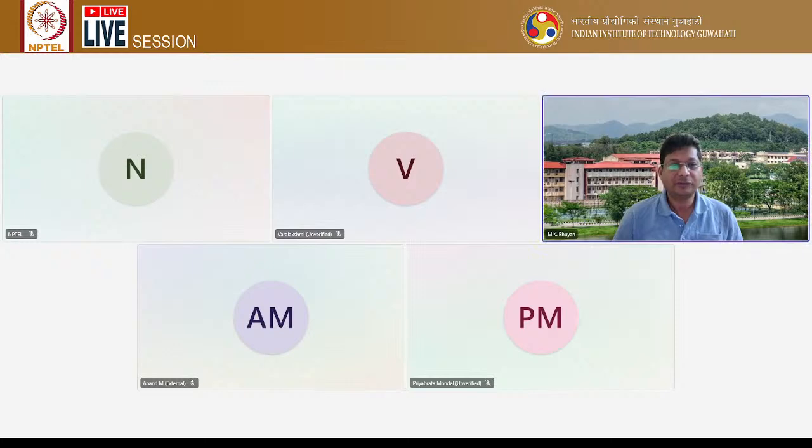In week number 6, we discussed the concept of image filtering, that is in the spatial domain and also in the frequency domain. So in the spatial domain, we discussed the concept of the low pass filter, high pass filter, and also the high boost filter, and the concept of the median filter.